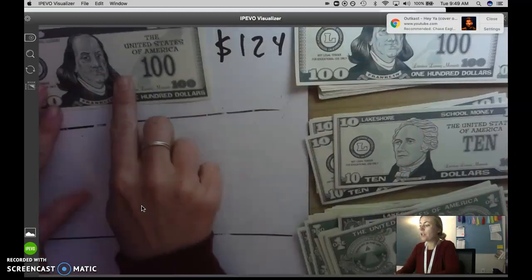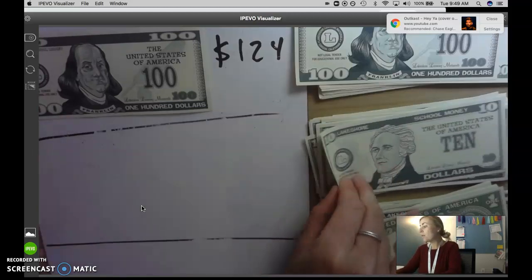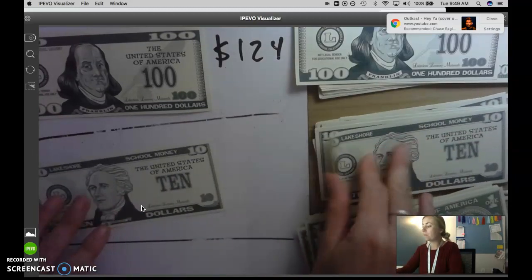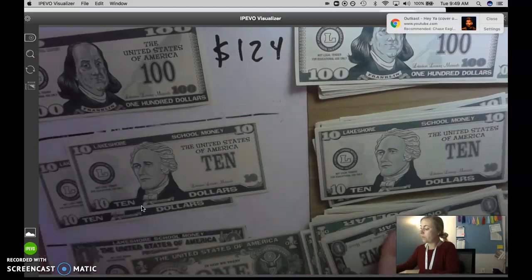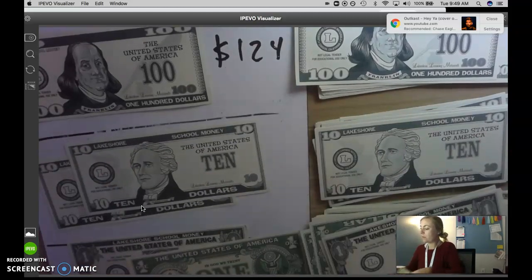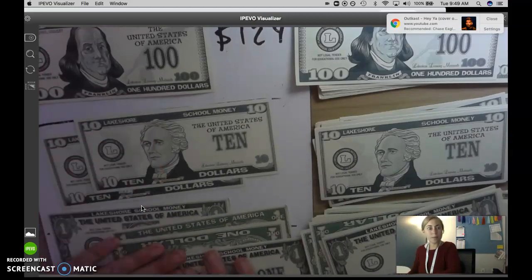So now I've got 100 and I need to make 24. That's easy peasy lemon squeezy. 24 is made of 2 groups of 10 and 4 ones. 1, 2, 3, 4. Now I have 124.